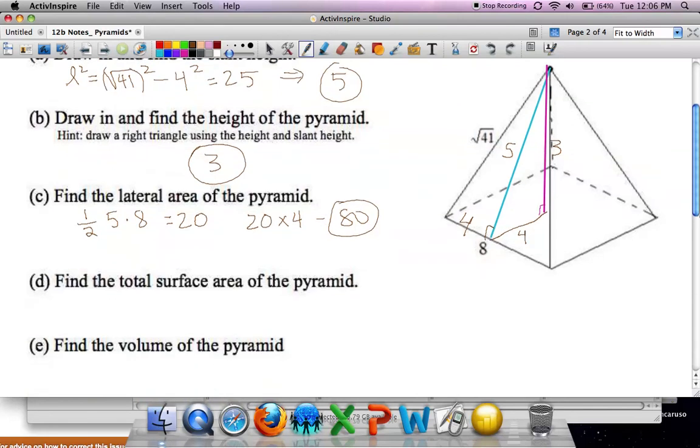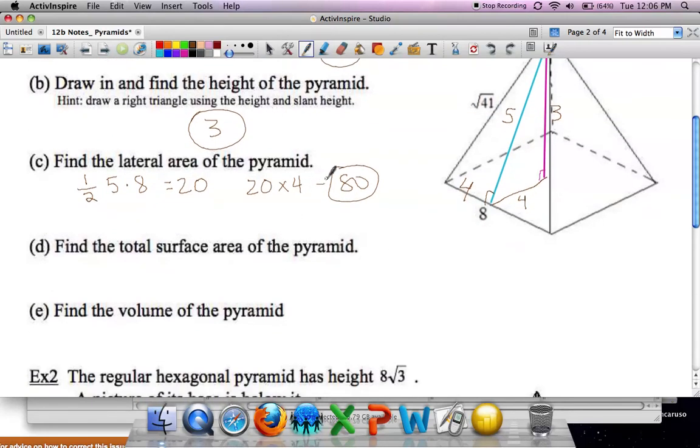The total surface area of the pyramid would be equal to the lateral area plus the area of the base. Well, the lateral area we found in part C was 80, and we'd have to add the area of the base, and 8 times 8 is 64. So the total surface area is 144. Again, the total surface area is the lateral area plus the base information.